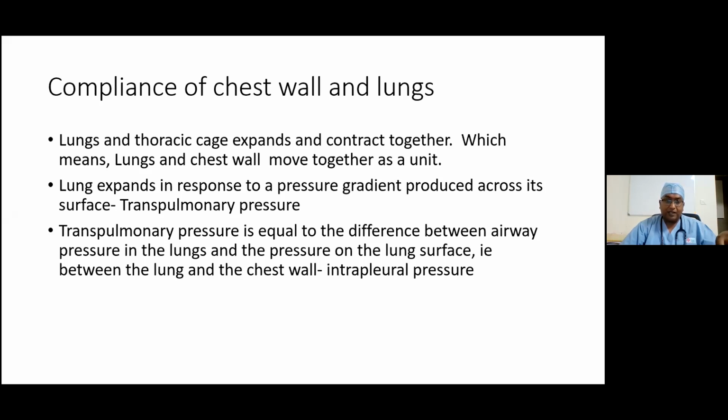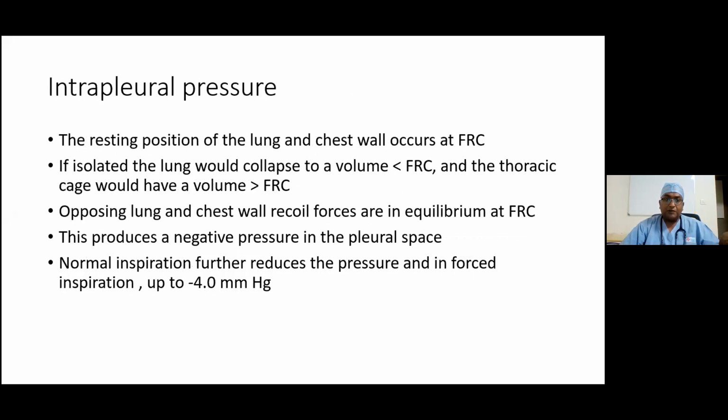Now, what we have to keep in mind is transpulmonary pressure is equal to the difference between airway pressure in the lung and the pressure on the lung surface, that is between the lung and the chest wall. This is known as intrapleural pressure. So transpulmonary pressure is equal to airway pressure minus the intrapleural pressure. Now, airway pressure will almost be equal to the atmospheric pressure most of the time. We'll come to intrapleural pressure.